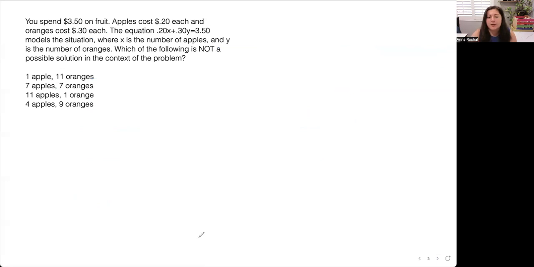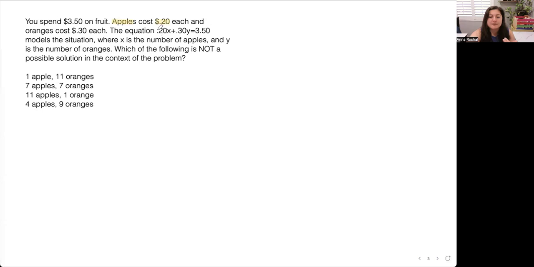Okay, then we're given a word problem. So usually with word problems, I like to make sure that I highlight important things, so that I know what the things are, that would be super helpful, right? So it says you spend $3.50 on fruit. Apples cost 20 cents each. Oranges cost 30 cents each. The equation models the situation where X is the number of apples. Not trying to make sense, right?